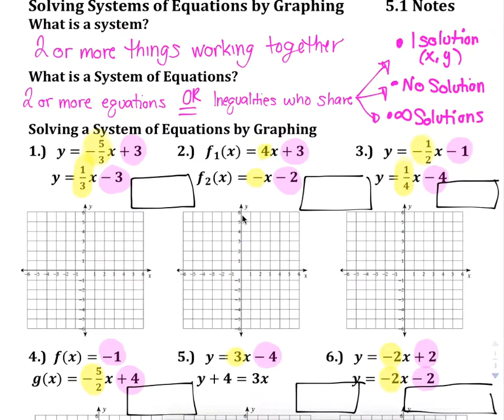We are starting systems. So if you would take a second, pause the screen, write down everything you see, and then we'll get started.